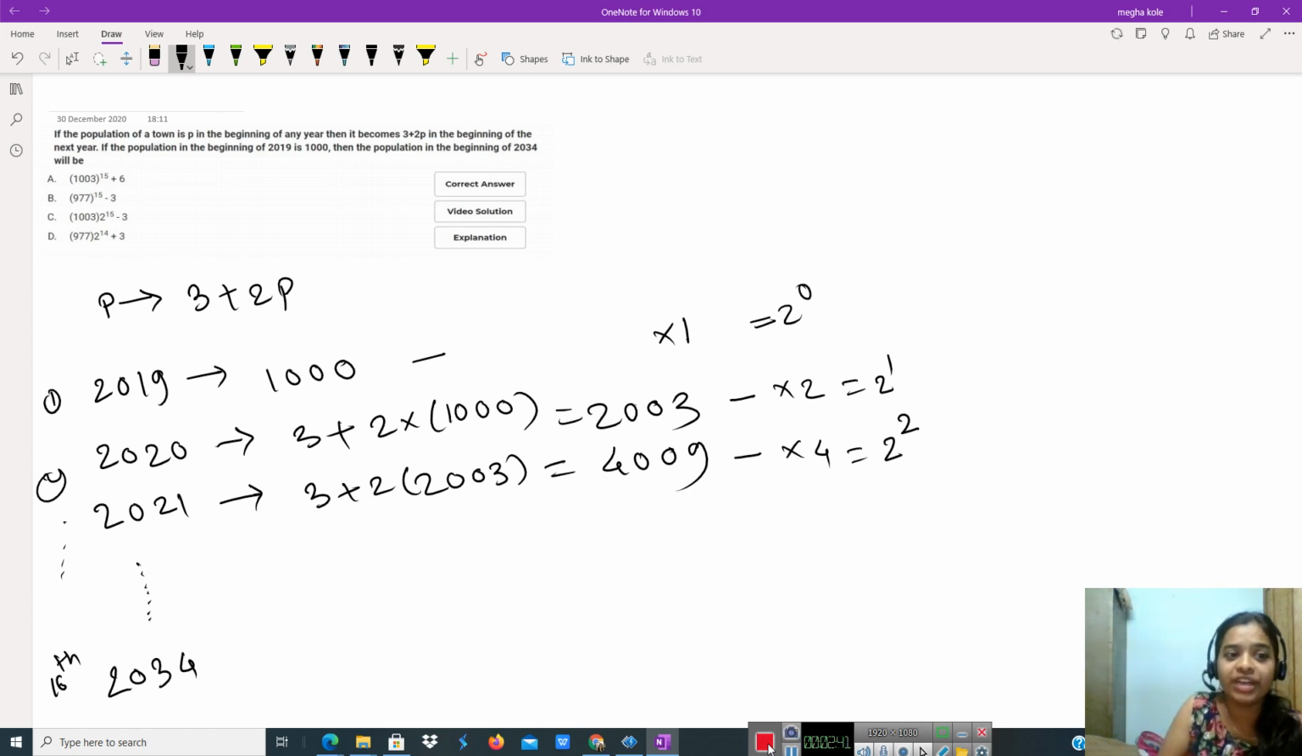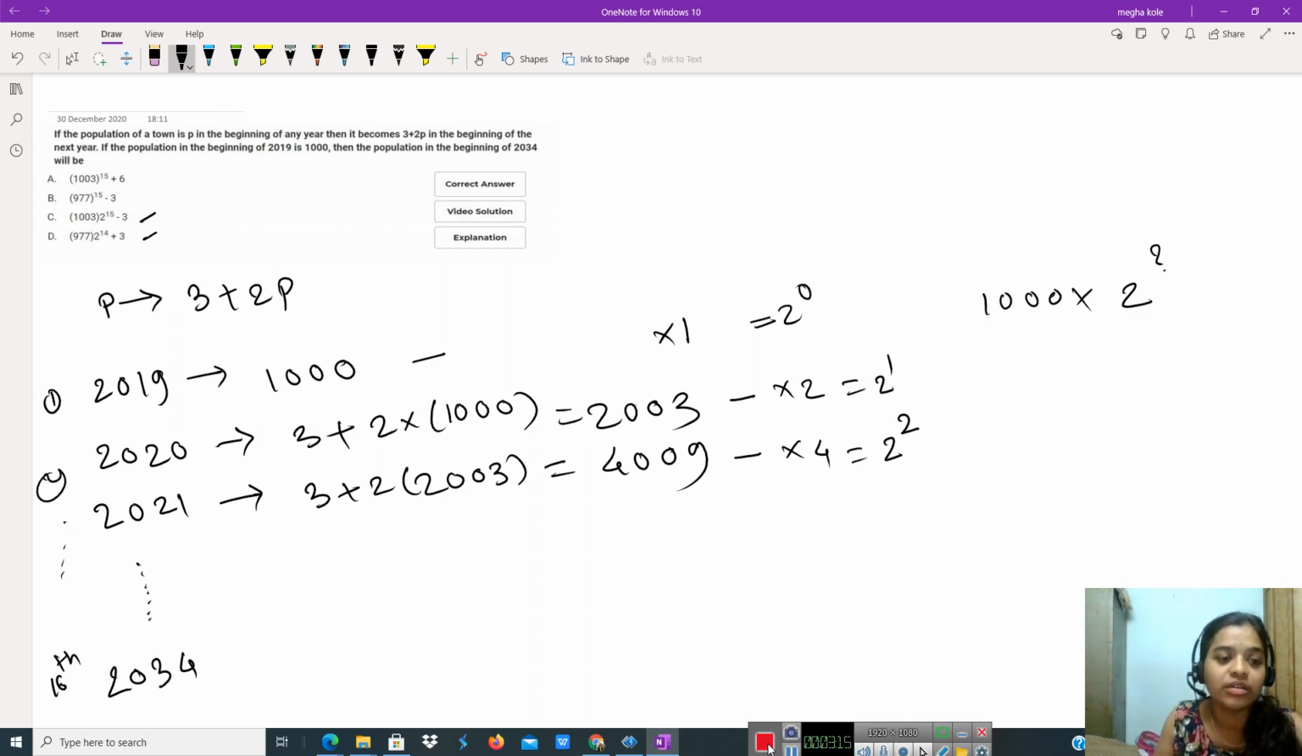So the population is increasing in powers of 2. We have to find the answer which is near about 1000 into 2 raised to the power something. There are two options, this and this, which are rising in multiples of 2 raised to the power, so we need to find the answer from both of these options.